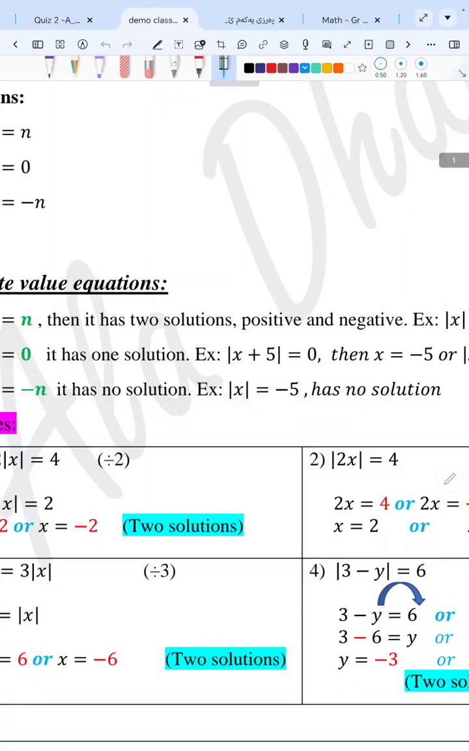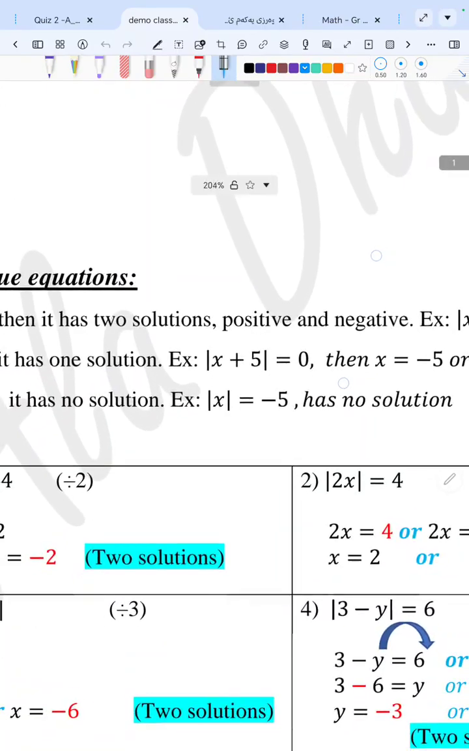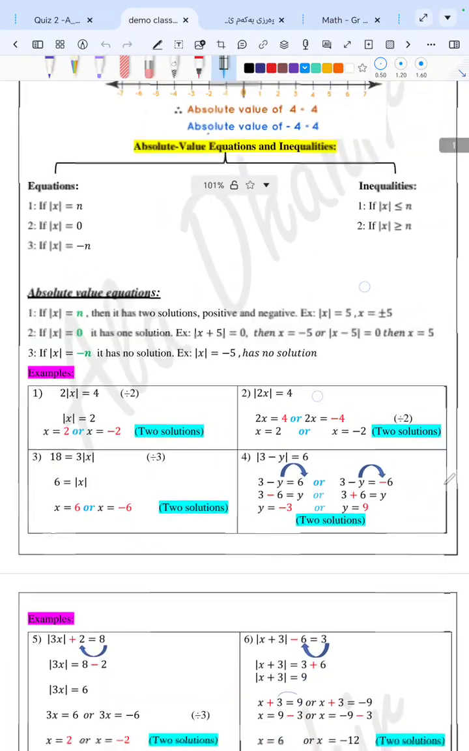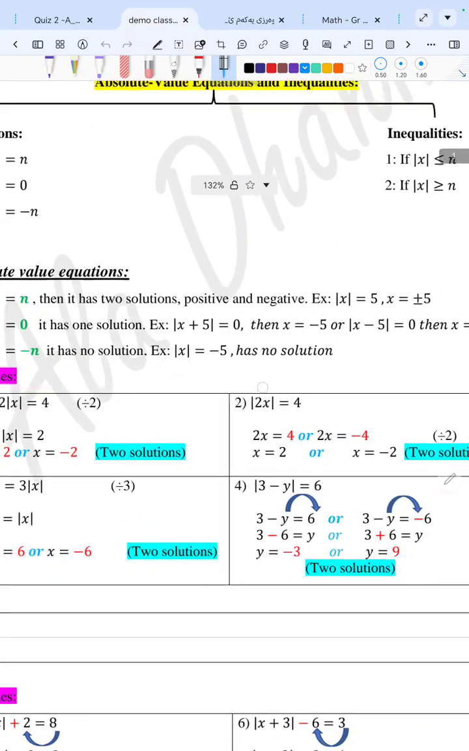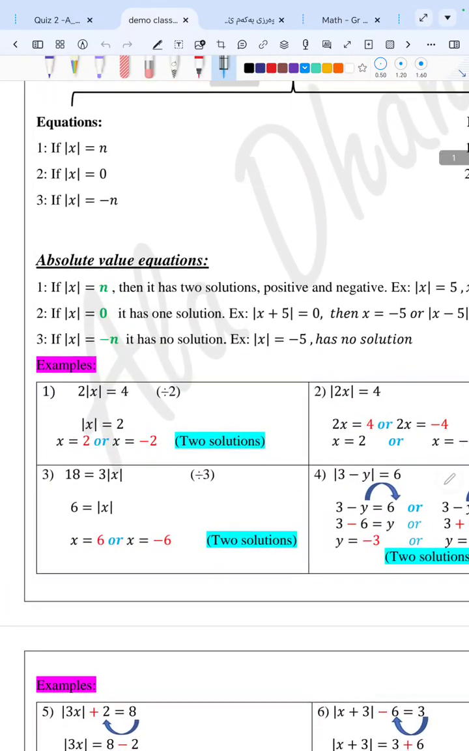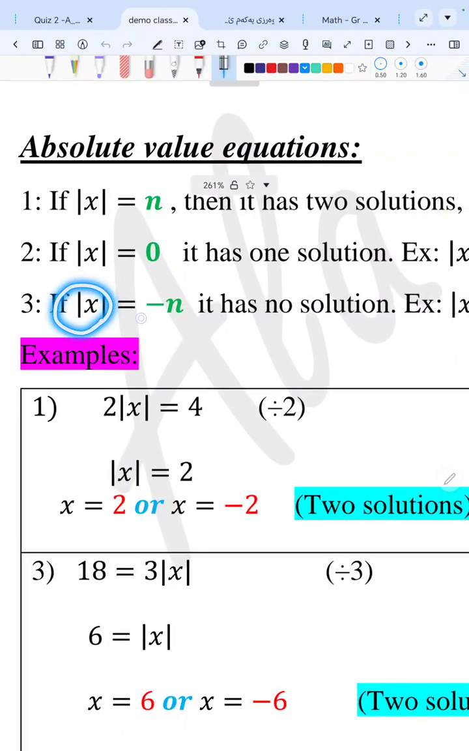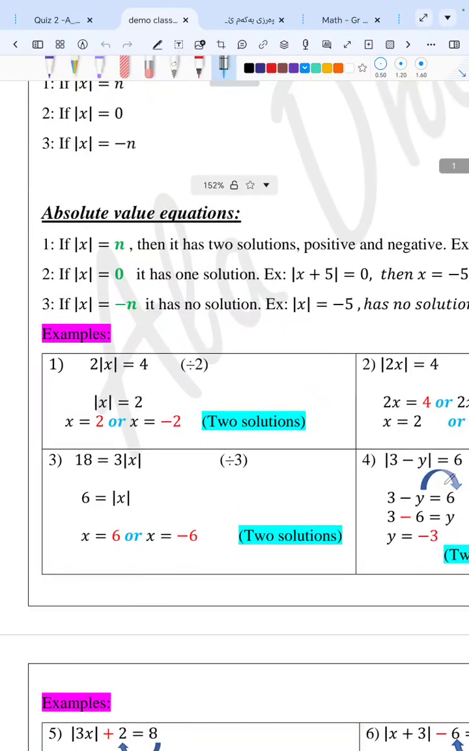For example, if you have the absolute value of x plus 5 equals 0, then x equals negative 5, or vice versa if it was negative. But if the absolute value of x equals a negative number, you have to say it has no solution. Okay? For example, the absolute value of x equals negative 5, we will say it has no solution.